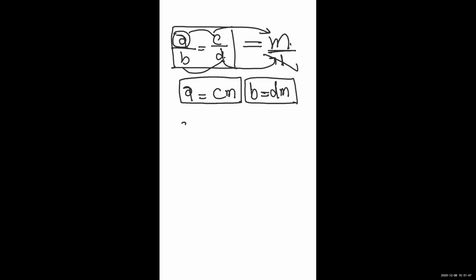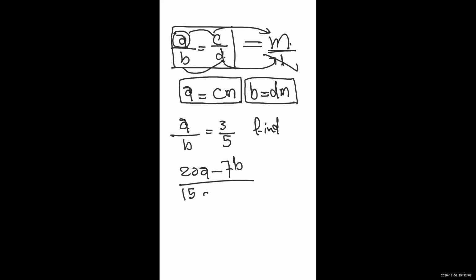So if a over b equals 3 over 5, find 20a minus 7b over 15a plus b. We said that a over b equals 3 over 5. Yes, okay, so this means a equals 3m, and b equals 5m.